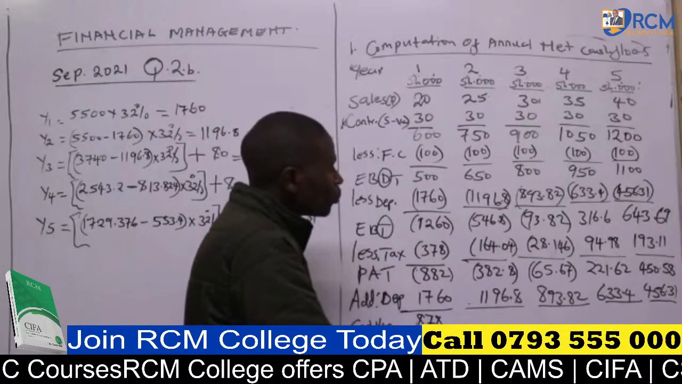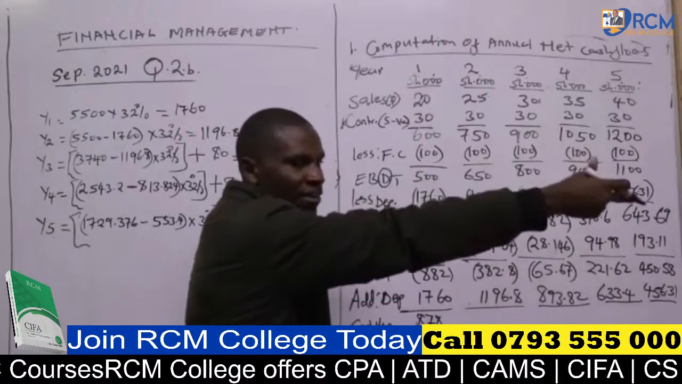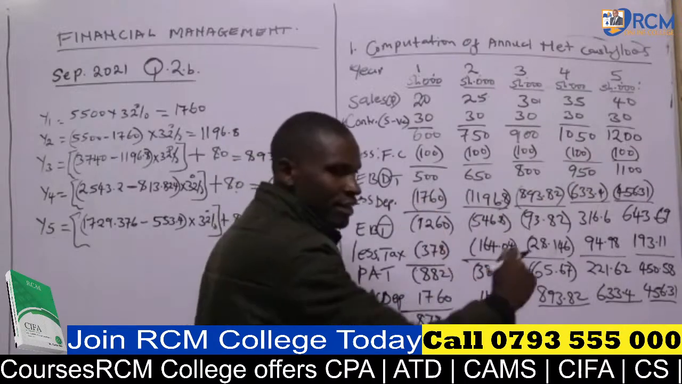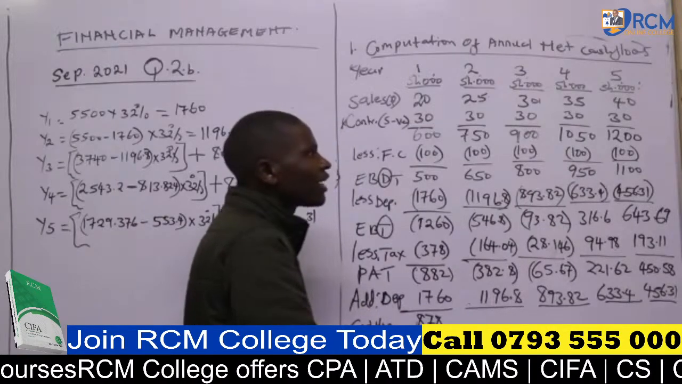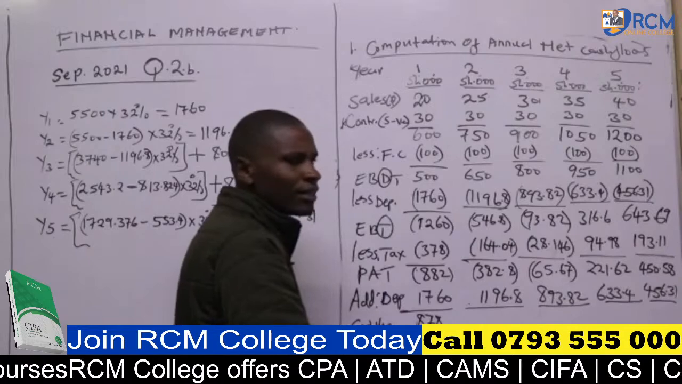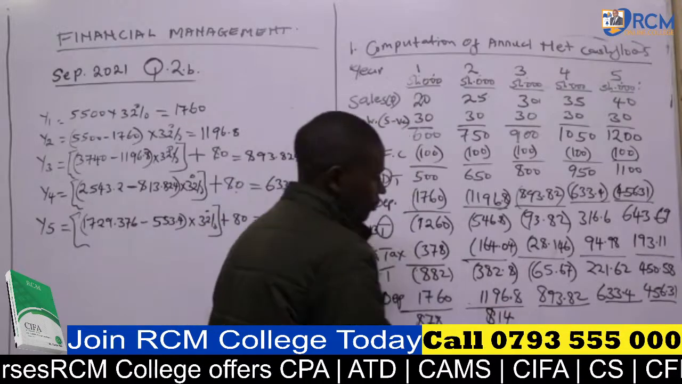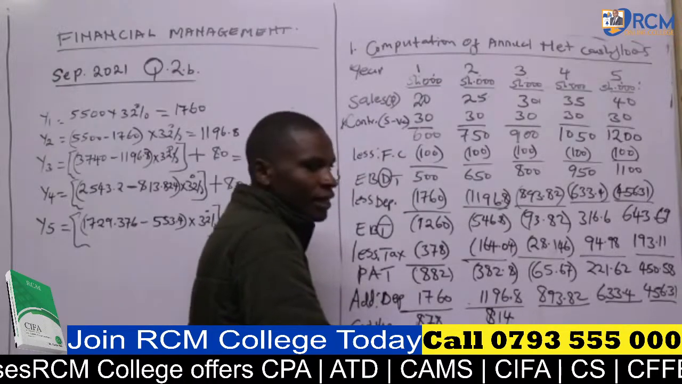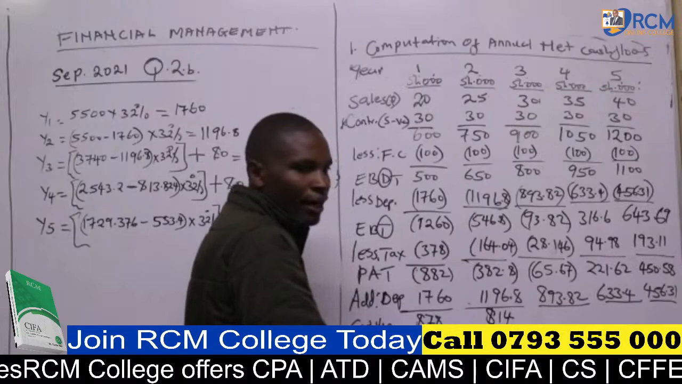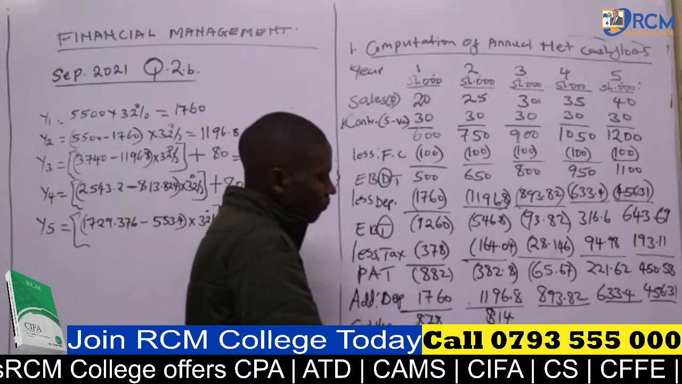Next one, year 2. Wakati mwingine unachukua maybe hata year 5 and then unatuambia year 5 ni hii. It saves our time. Mwingine anachukua year 4. 814. Next one. We're doing great. 814. Okay, sawa.